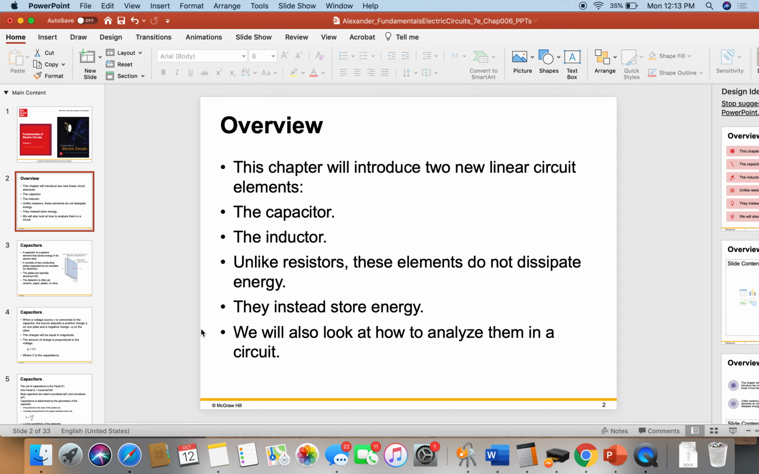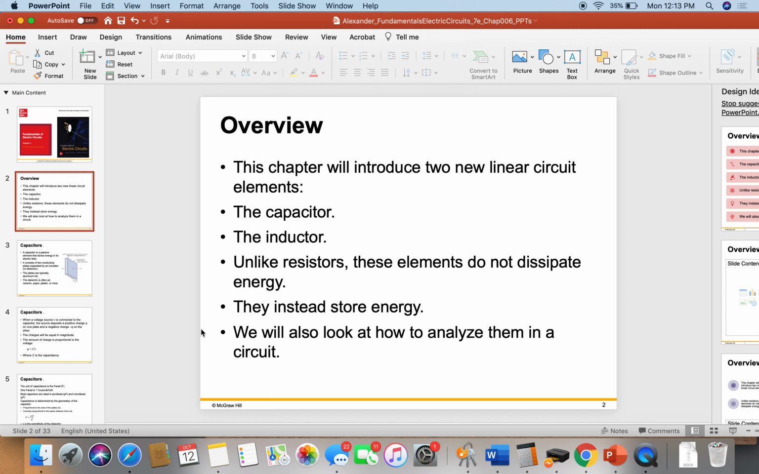What we want to go over in this set of lectures are inductors and capacitors. These are two new linear circuit elements that we'll discuss, and we'll continue to include them in our lectures, discussions, and problems throughout the remainder of the semester. So we'll look at the capacitor in this lecture, and then we'll look at the inductor in the next lecture.